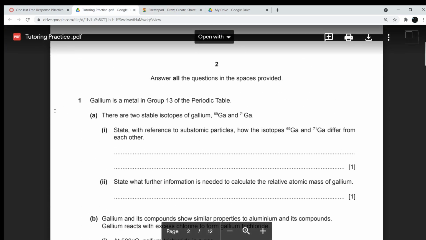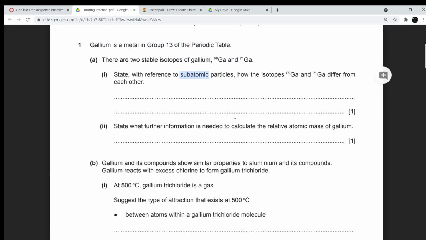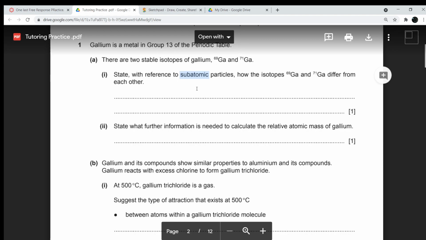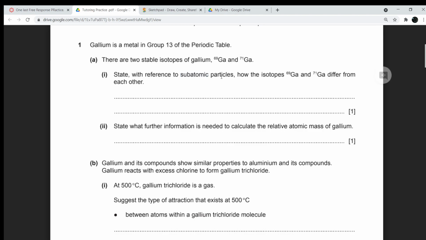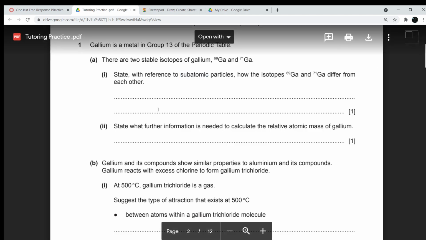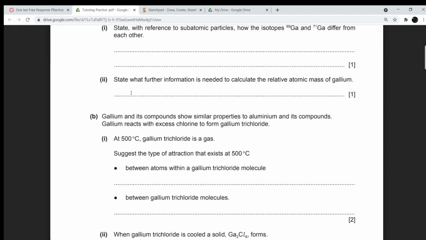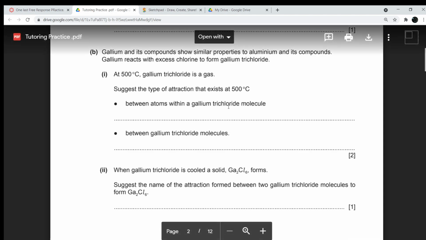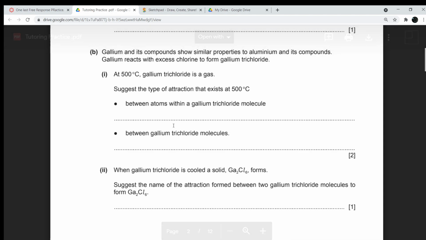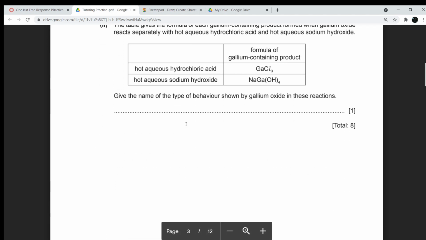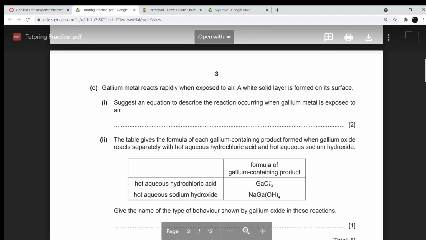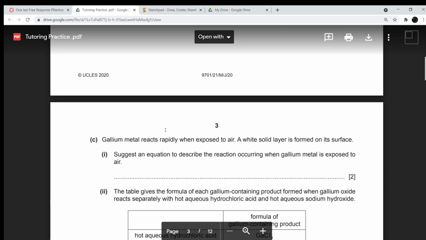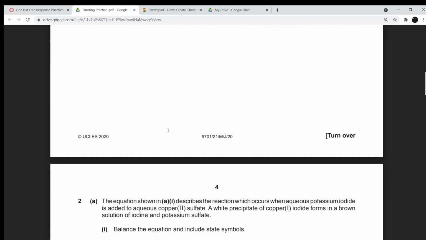This first question is asking about gallium, and it looks like it's talking about subatomic particles. It looks like it's asking us to use isotopes and explain isotopes. I know right away that this first section is going to be one that I want to answer really quickly. So I'm going to look through all of this and say, all right, question 1, I'm going to answer that one really quickly.